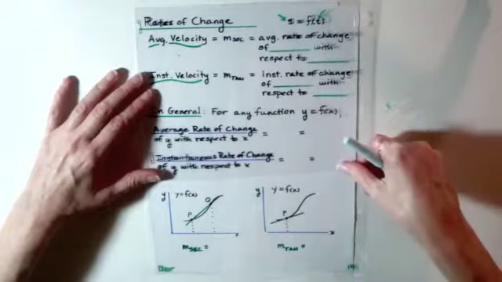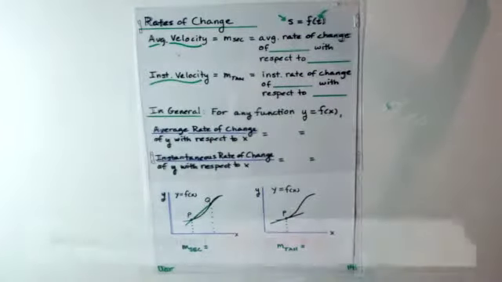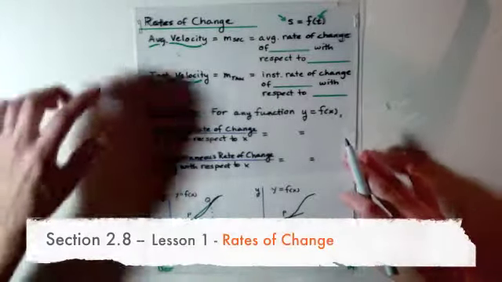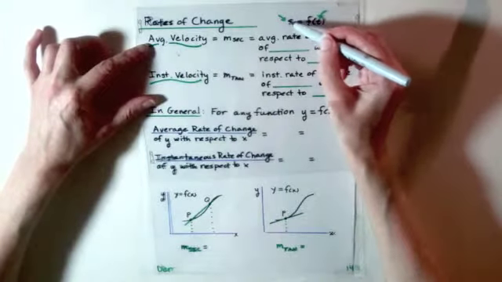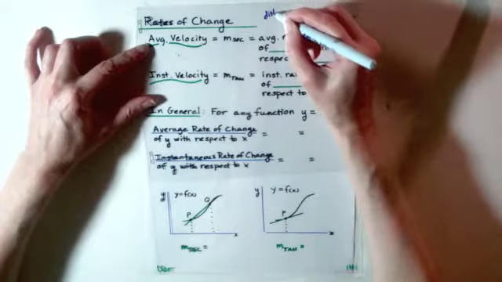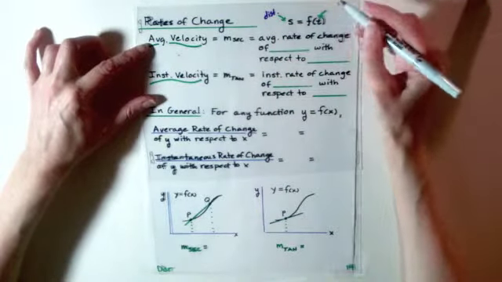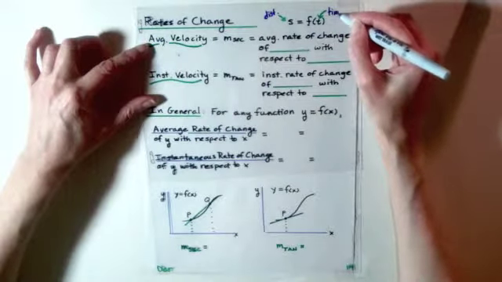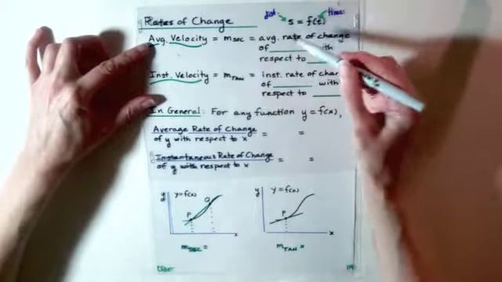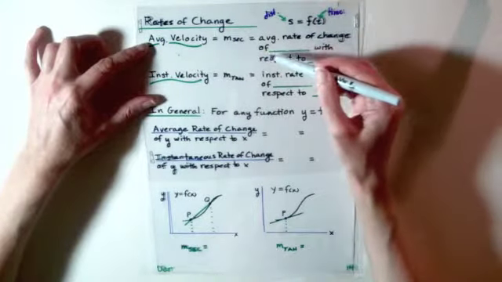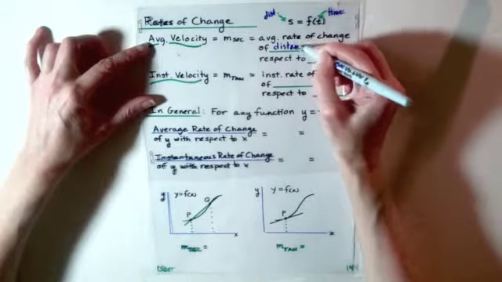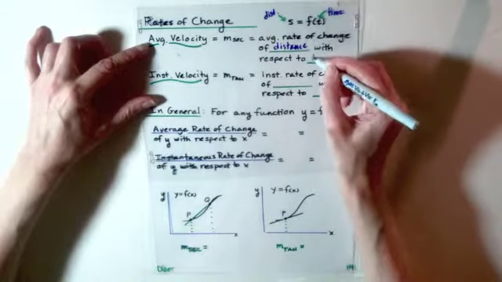So this little section is called rates of change. We've been discussing the rate that distance changes in time. So let's go ahead and just remember that s was our position, or you could think of it as the distance function, and t was the time. The average velocity was the slope of the secant line to our curve, and it was the average rate of change of the distance with respect to time.